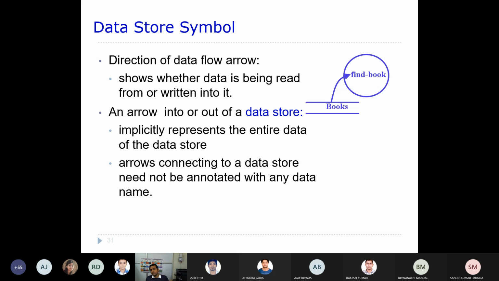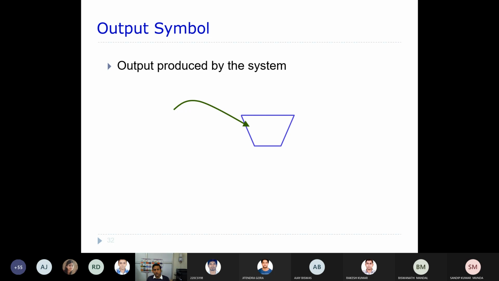But when the data is inputted through an external entity, or from one processing to another processing, usually we annotate that particular arc with the data item. The output produced by the system will be represented through this symbol.